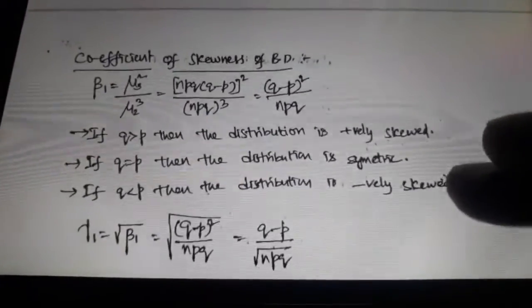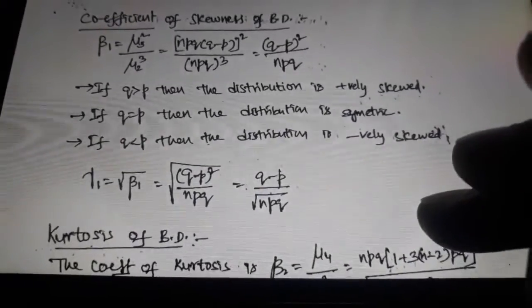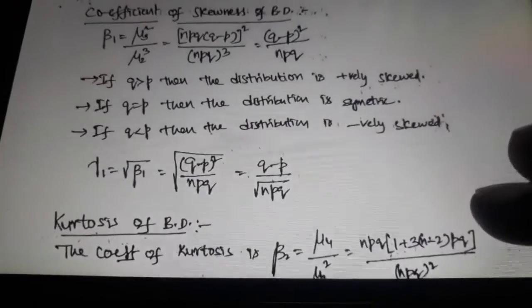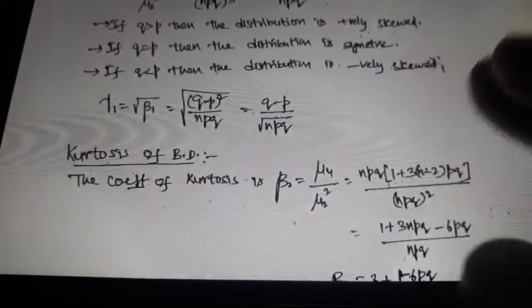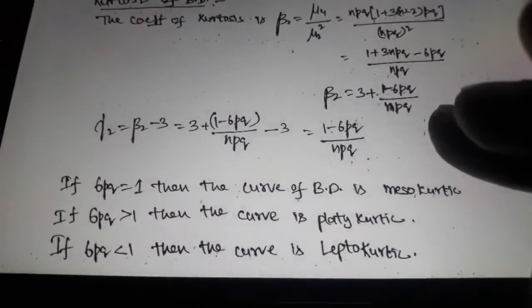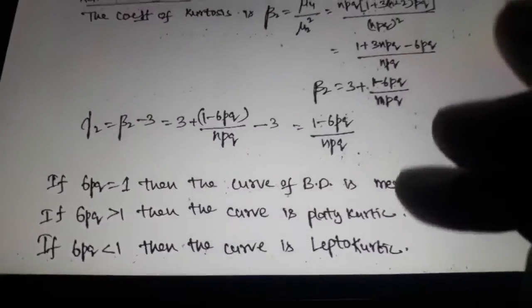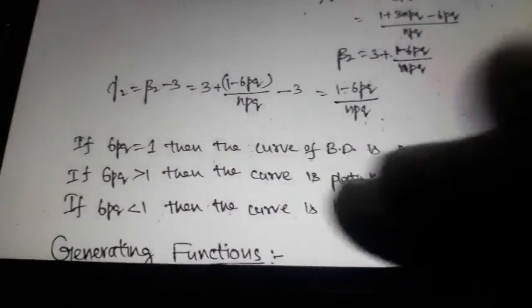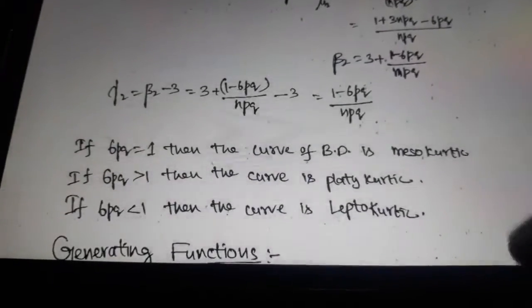So the coefficient of skewness beta 1 and the coefficient of kurtosis are also considered. Based on the q and p values, we consider the behavior of the distribution also. Once we find beta 2, it gives 3 plus something. That's why this distribution is mesokurtic. It can also be leptokurtic or platykurtic, depending on the 6pq value.